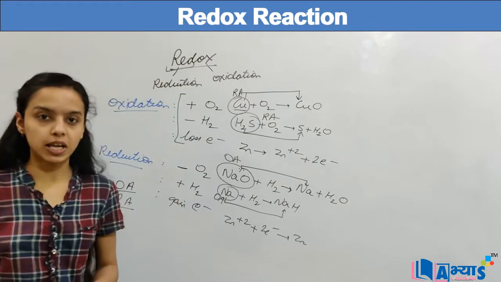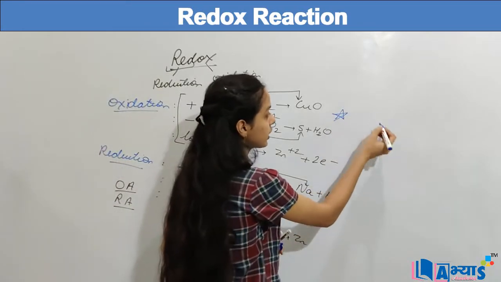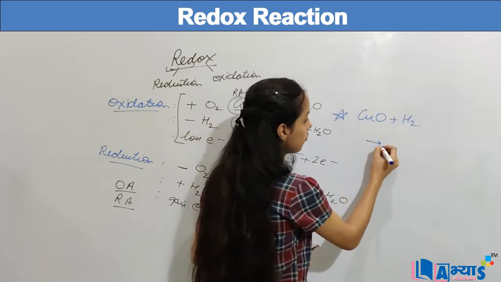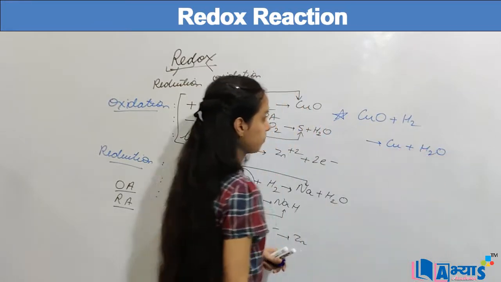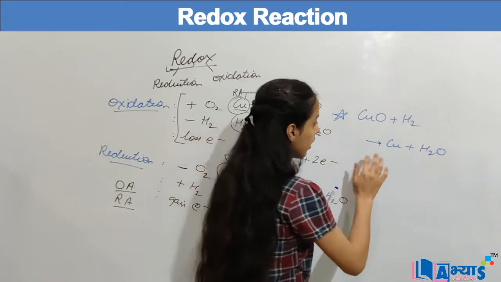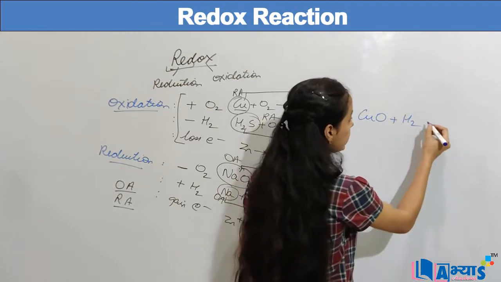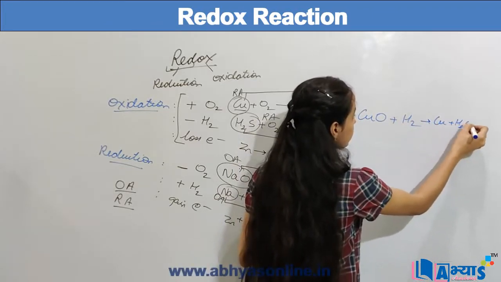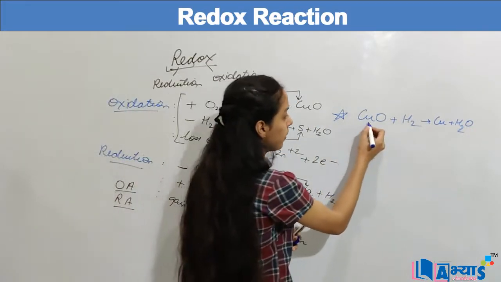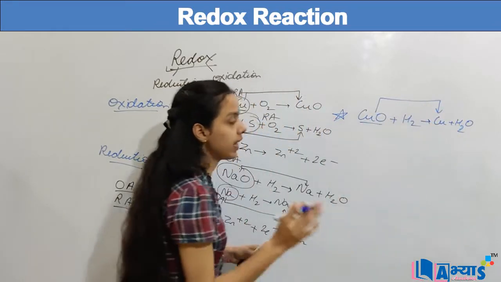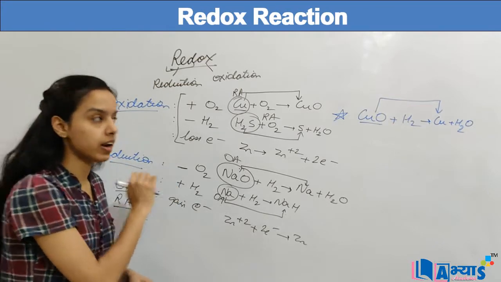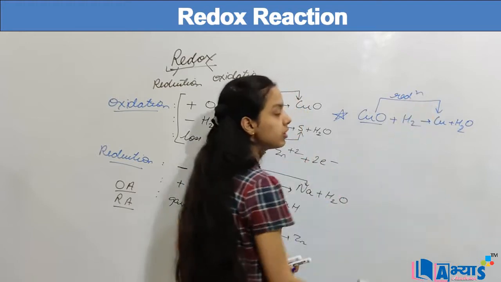I will discuss two major examples. The first one is the reaction of copper oxide with hydrogen. It will form copper with water. Now in this type of chemical reaction, from copper oxide there is formation of copper. That means there is removal of oxygen. So whenever there is removal of oxygen, it is undergoing reduction. That is why this is the example of reduction.